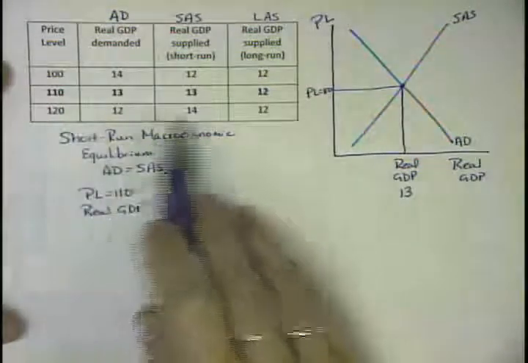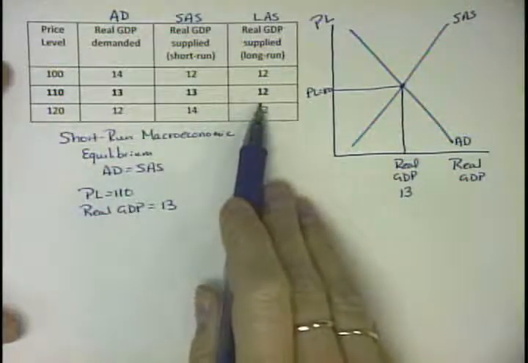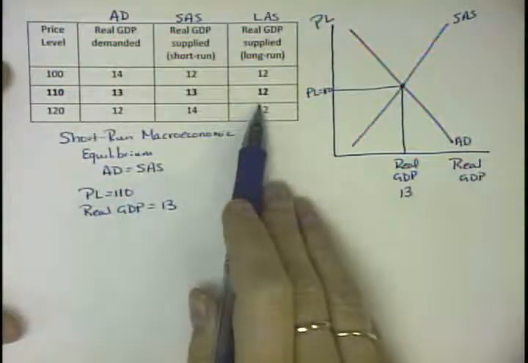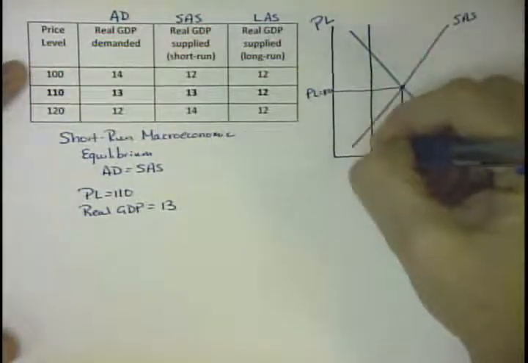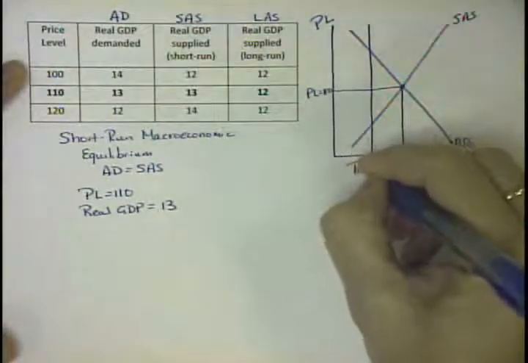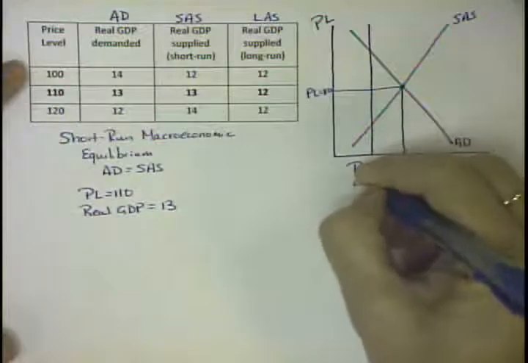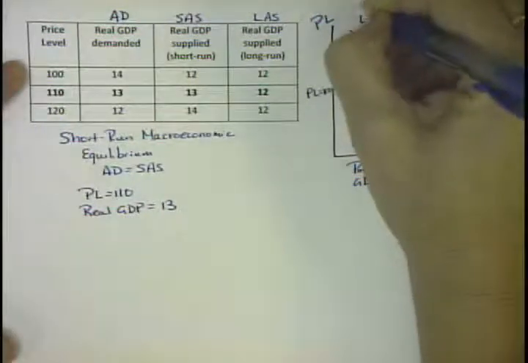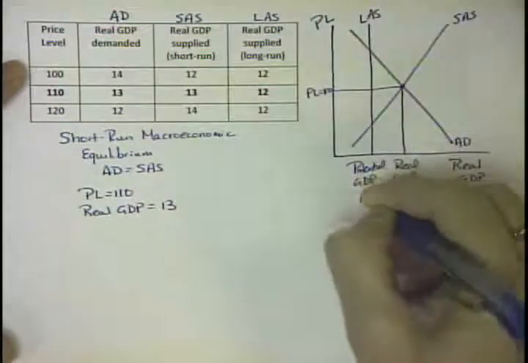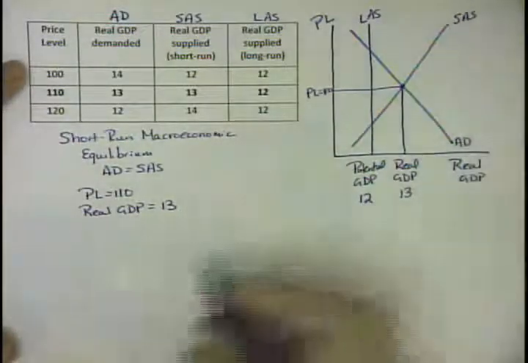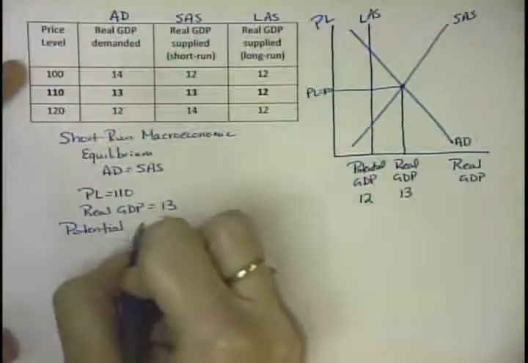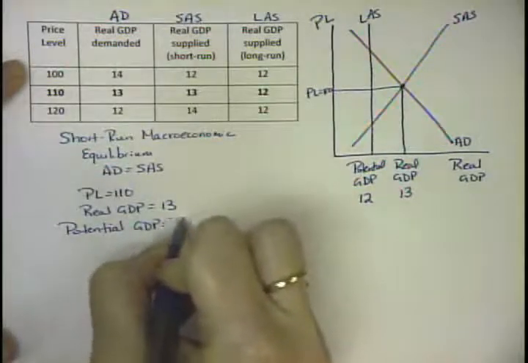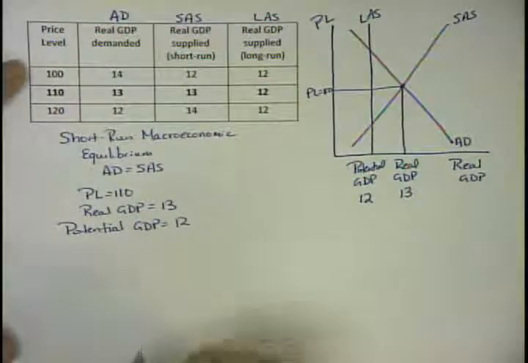Okay, so now we want to look at our long-run aggregate supply curve, or our potential GDP. Okay, now our potential GDP is that LAS curve. Okay, so this is our LAS curve, and that's at 12. Okay, so in this case, our potential GDP is 12. Our real GDP is 13.